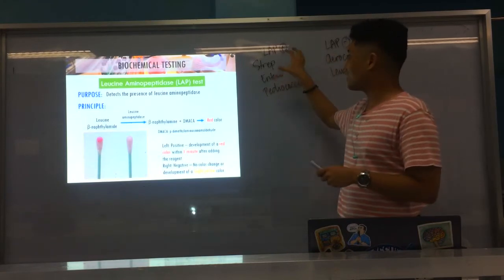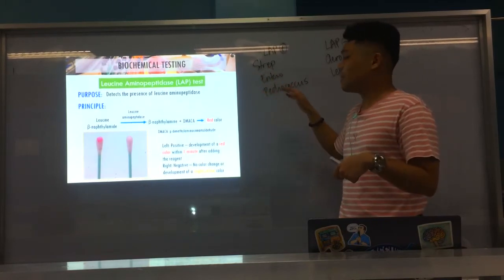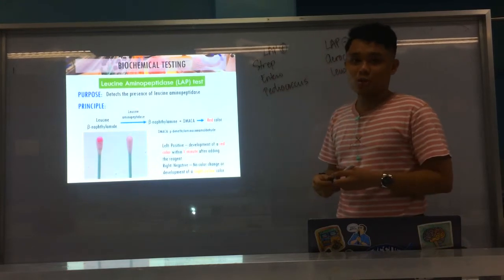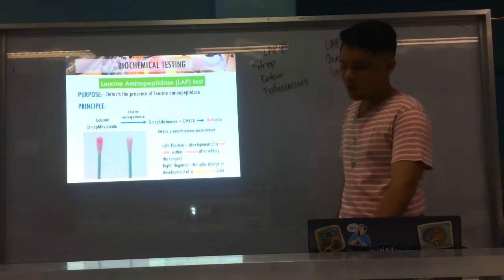Because again, if it is positive for LAP, you can already think, okay, it could be Strep, Entero, or Pediococcus. And if it's negative, then it could be Enterococcus or Leuconostoc. Okay? Alright, that's according to Mahon. Okay, that's for LAP.